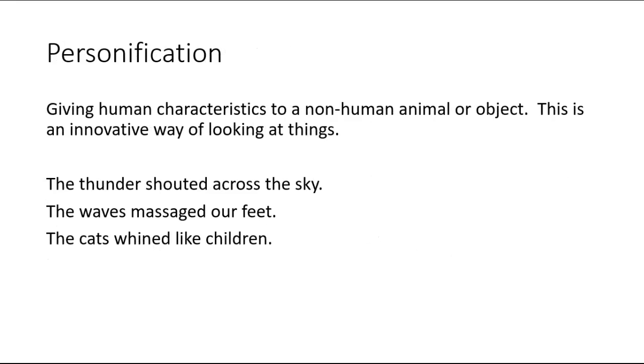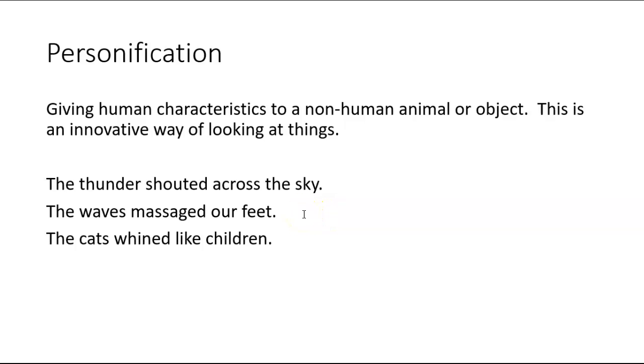Another strategy that we can use is personification. So personification is giving human characteristics to a non-human animal or object. And the reason that this is appealing is that it's an innovative way of looking at things. So our first example here, the thunder shouted across the sky. Well, thunder doesn't literally shout, people shout. But by using the verb in that way, we've personified thunder.